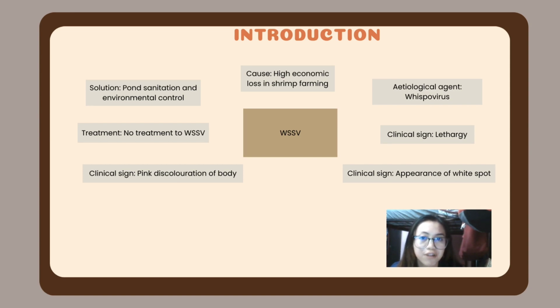WSSV stands for white spot syndrome virus. It is a virus that causes high economic loss in the shrimp farming industry by triggering aerobic lipolysis in shrimp hepatocytes, which was first detected in Taiwan, then spread to all Asian industries. WSSV is from the genus of virus and causes clinical signs of lethargy, appearance of white spots, and pink discoloration of the body. There is no specific treatment for WSSV, therefore pond sanitation and environmental control need to be practiced.